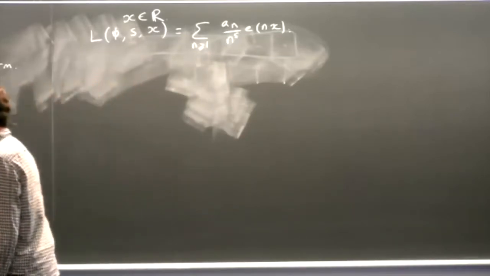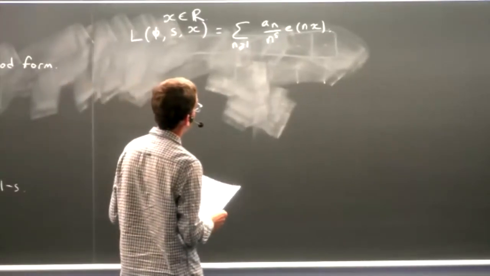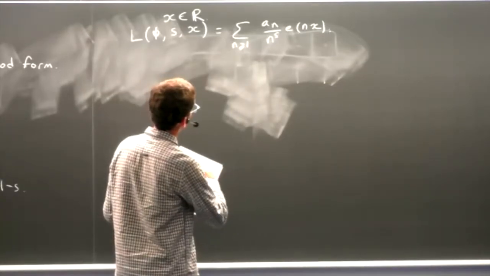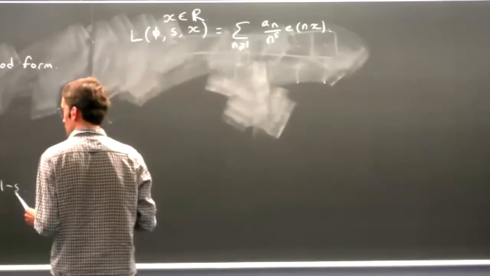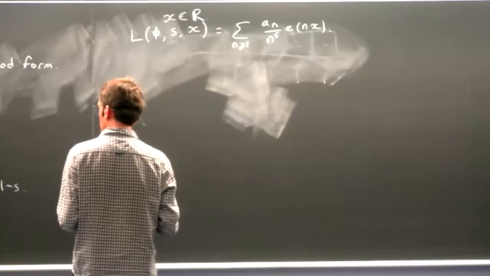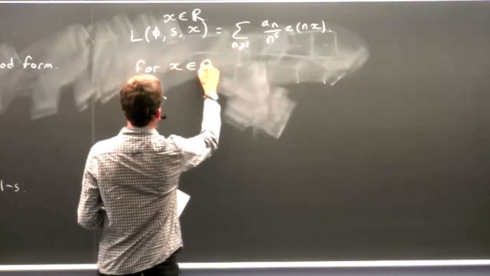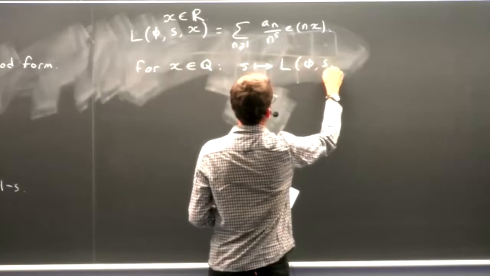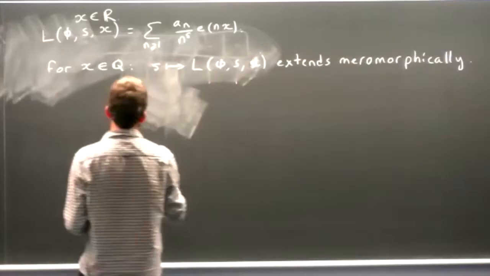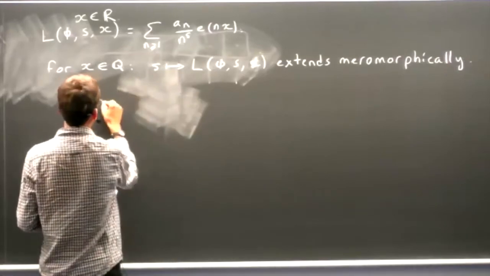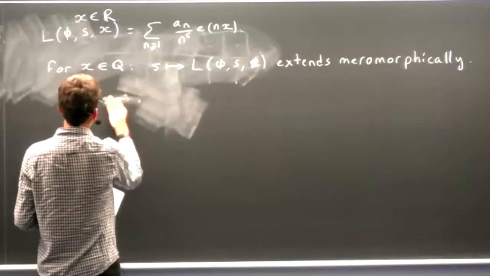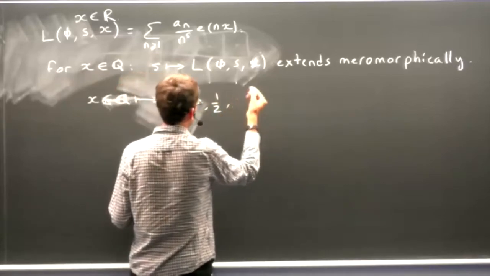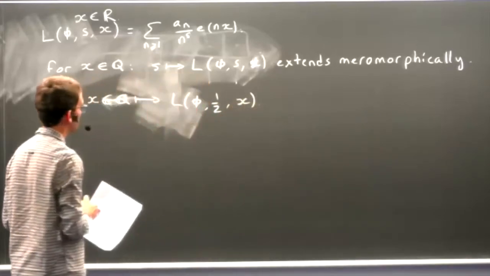When the real part of s is greater than 1, this is a continuous function of x due to absolute convergence. And it gets interesting when you are able to extend this as a function of s beyond real part of s greater than 1. We don't know how to do this for any value of x, but we know how to do this for a rational value of x. So as a function of s, this extends meromorphically. In particular, it makes sense to consider the function from x rational to the value at a specific number inside the critical strip of that function as a function of x rational.